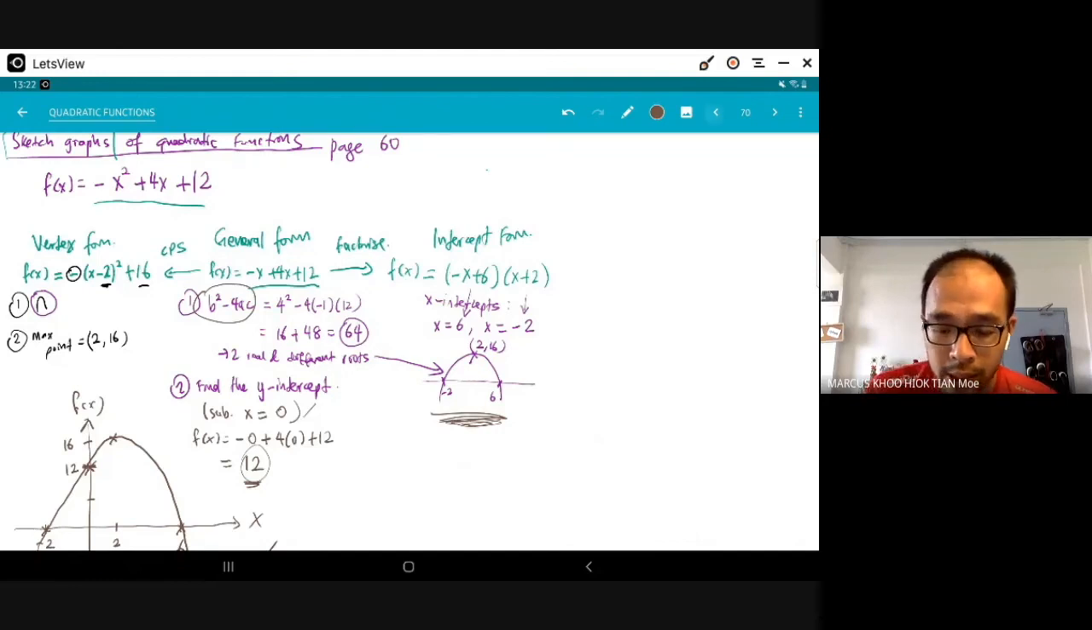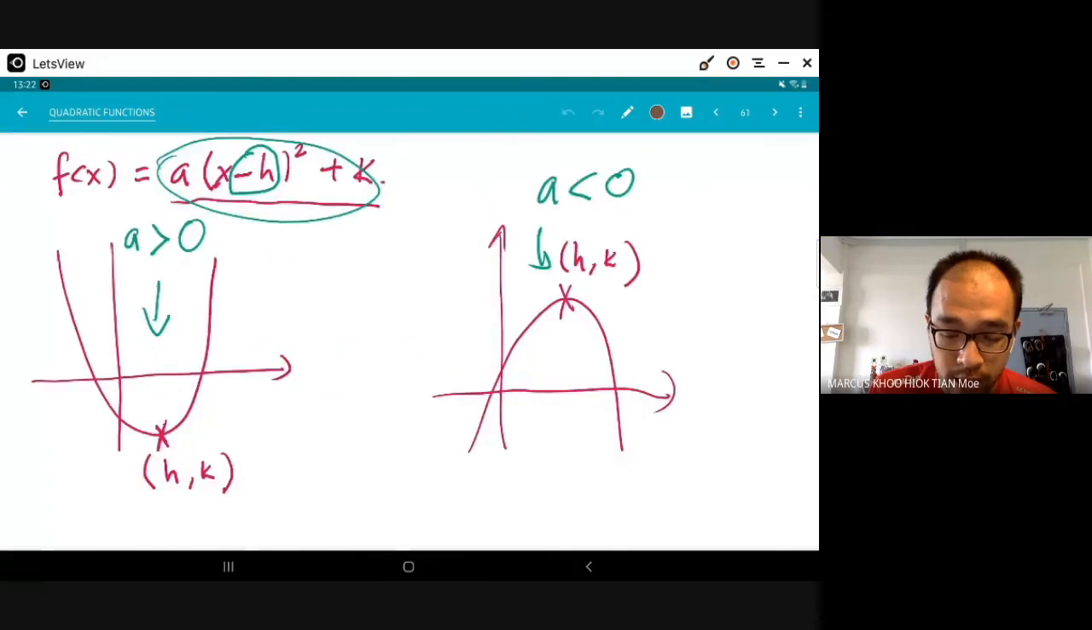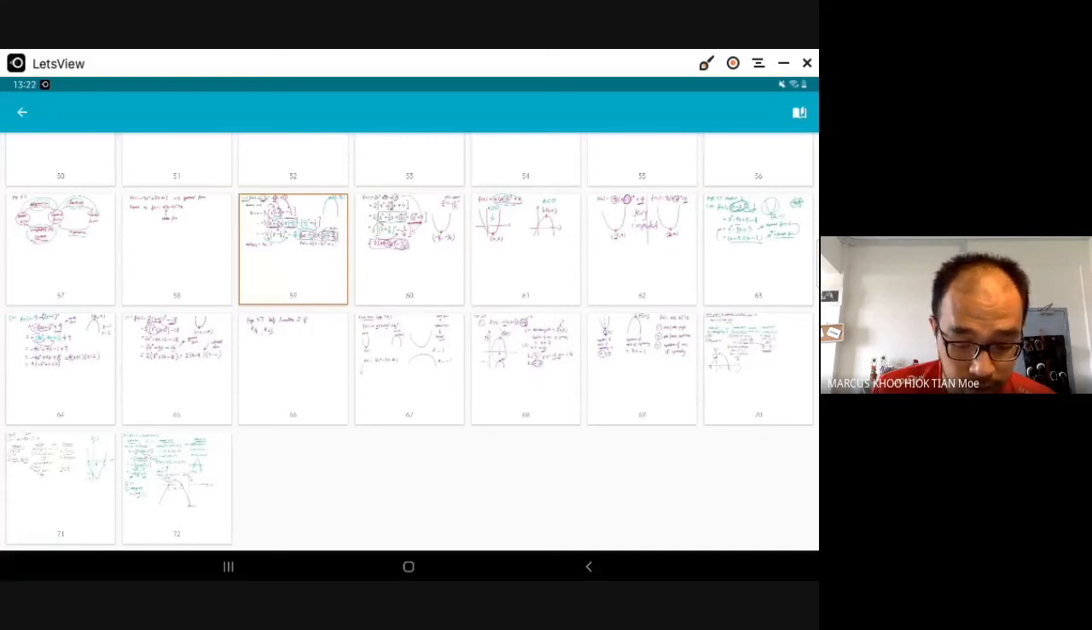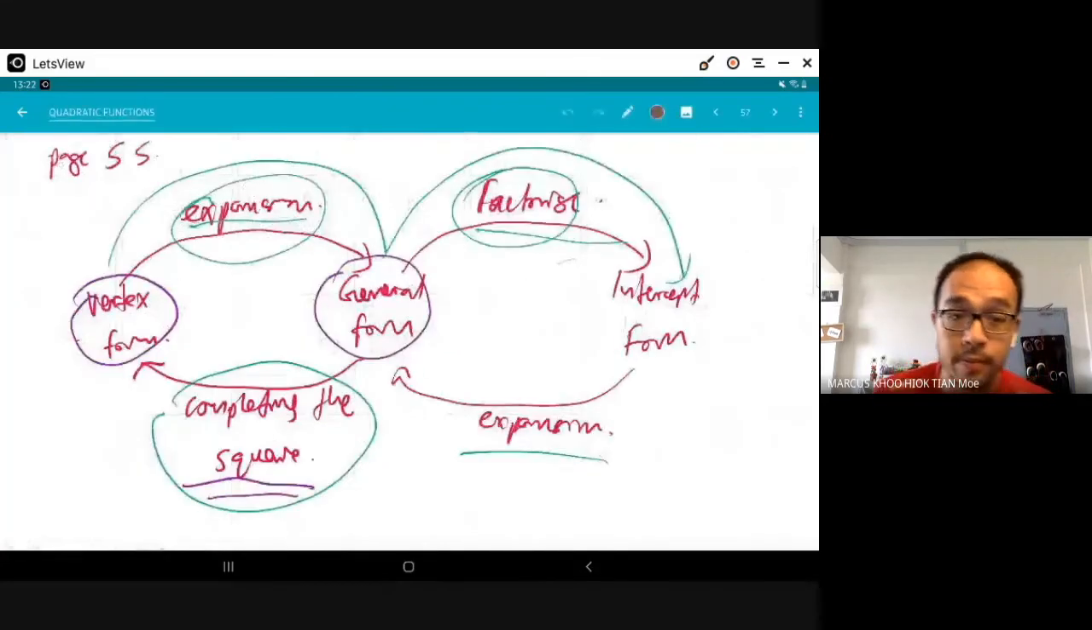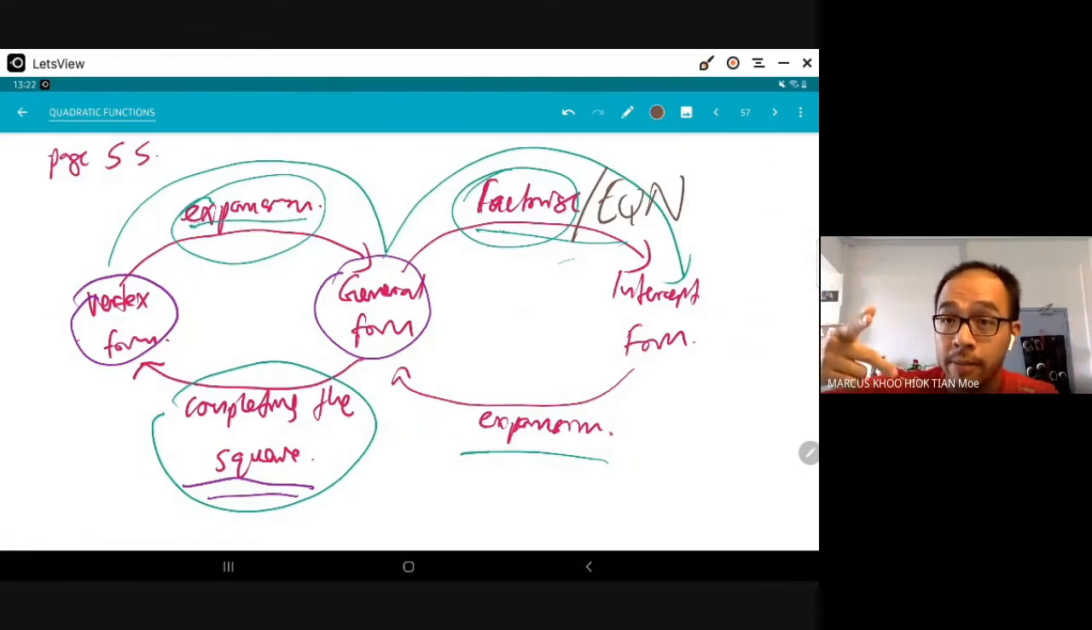So that's why this thing that I drew for you yesterday, which now I can't find. Wait, where is it? I have lost it. Oh, this one. This one is very important. Vertex form to general form, we expand. General form to intercept form, we factorize or use EQN. Then we reverse it. Intercept form to general form, we must expand. General form to vertex form, this is the hardest, completing the square.